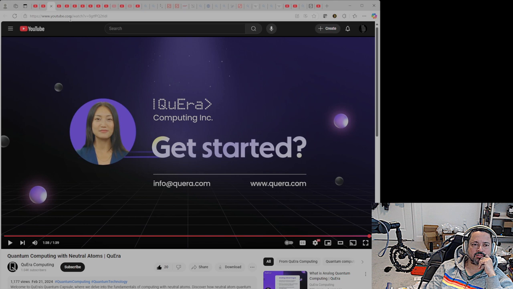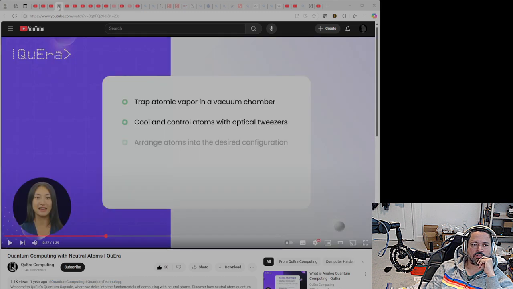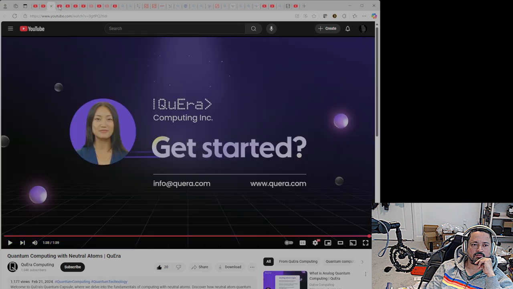Wait, hold on a second. I thought neutral atoms also required cooling. I mean, don't you need a vacuum chamber? How do you create the vacuum chamber without cooling? What's going on? I'm kind of confused.